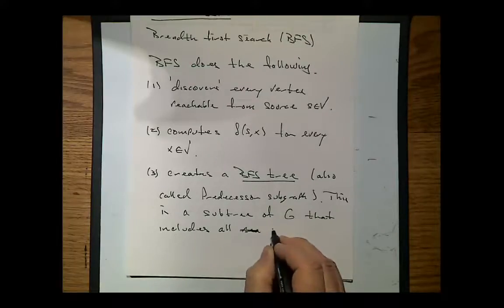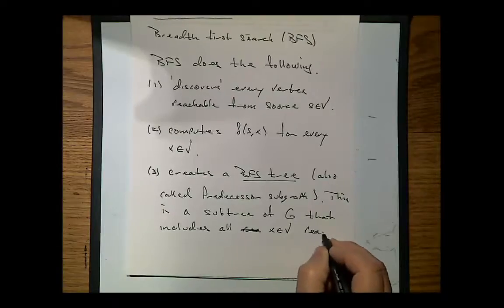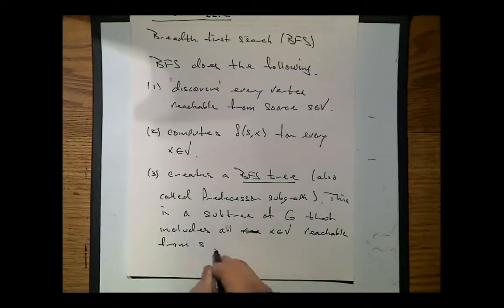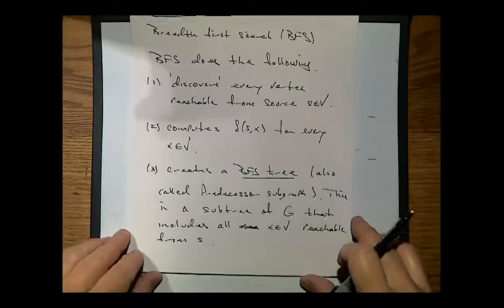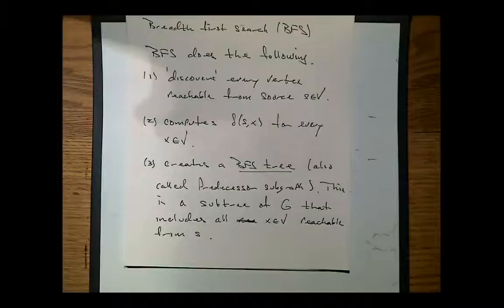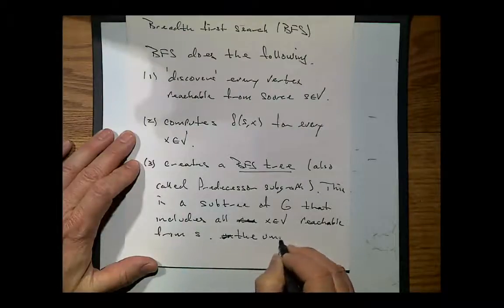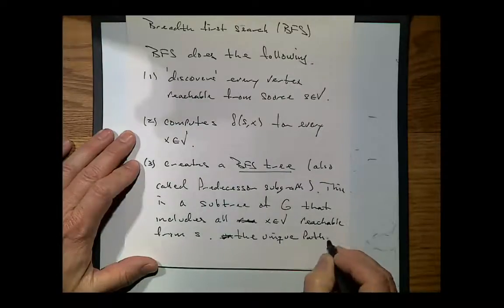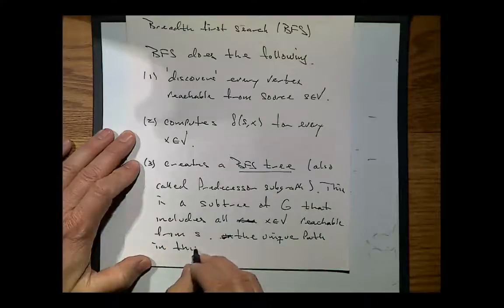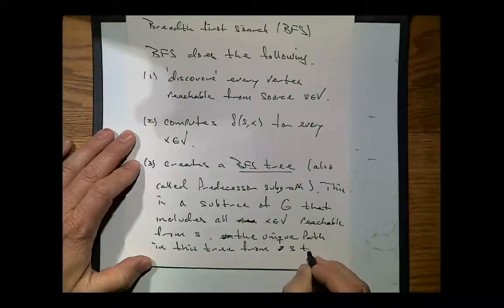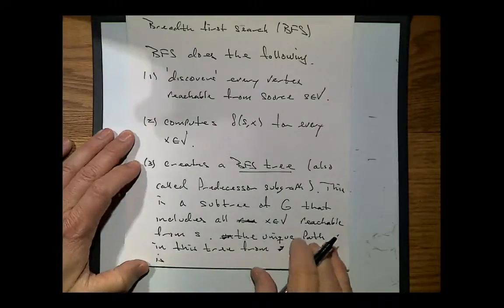All vertices reachable from the source S. And what is it about this tree? What's important about this tree? Remember, trees have the property that between any two vertices in a tree, there is a unique path. So the unique path from S to x in this tree is a shortest S-x path in G.